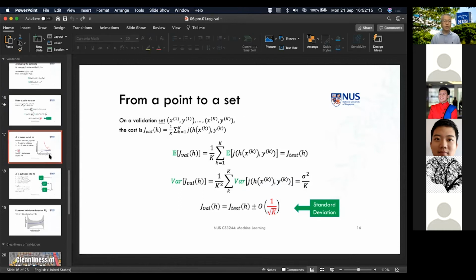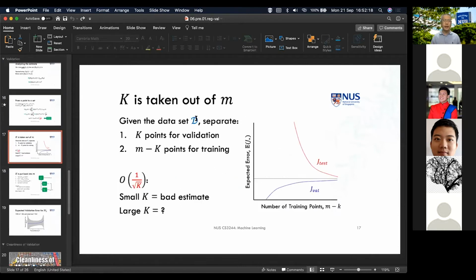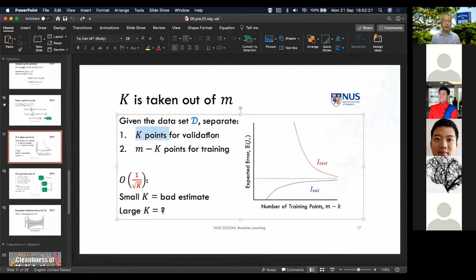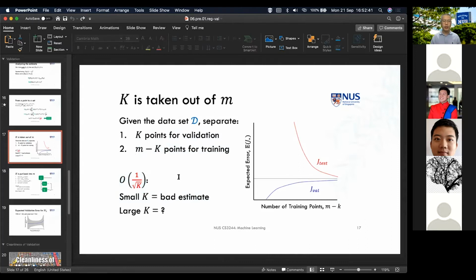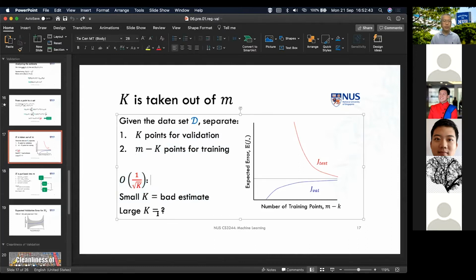Okay, so like I said already, we take the data set, we take k points out for validation, and we save the rest of the points for training. We want to use everything for training. And you've already seen that if we have only 1 point, we get a bad estimate because our variance is sigma squared. But when we have a large K, then we can get something like that. So here, you actually get a better result for a larger K, but it won't get that much better because it tails off with this square root.